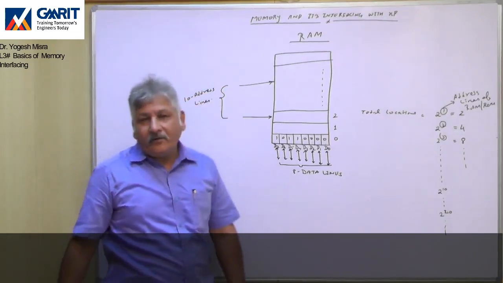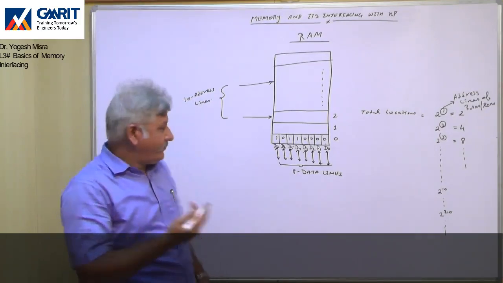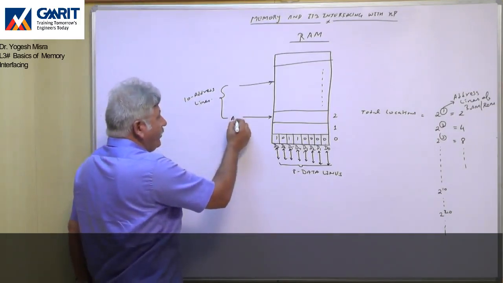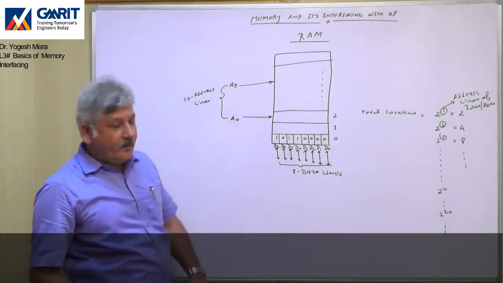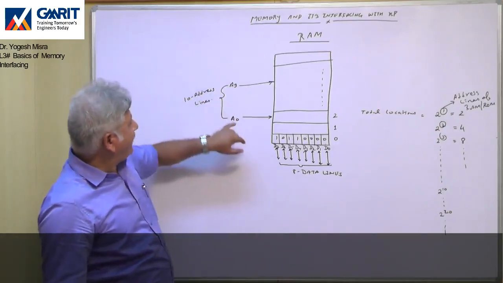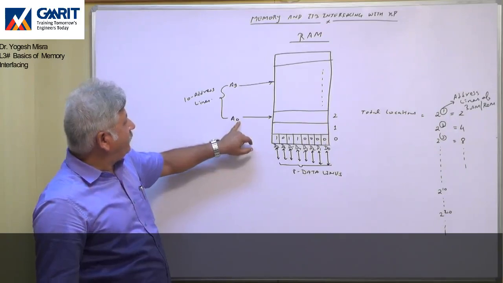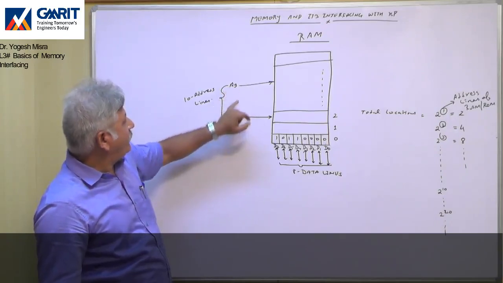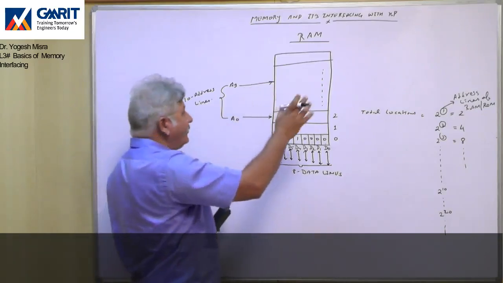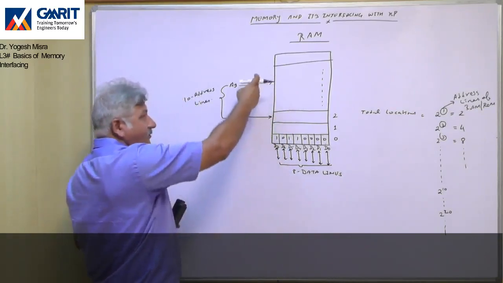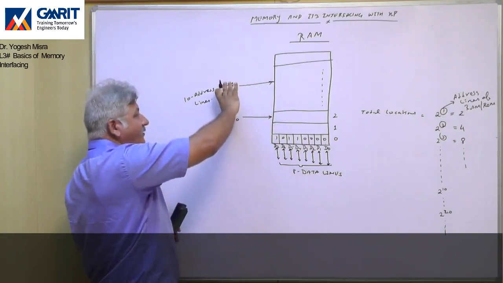Okay. This memory has in total 10 address lines, from A0 to A9. So the address lines start from A0 and the last is A9. From 0 to 9, these are 10 lines. Suppose we consider one case in which this RAM has 10 address lines.